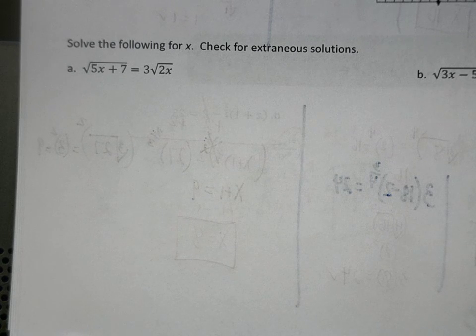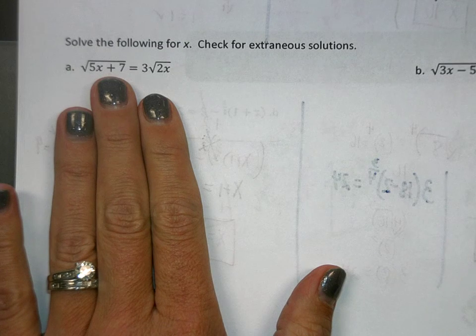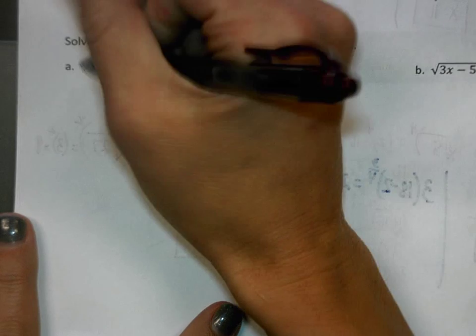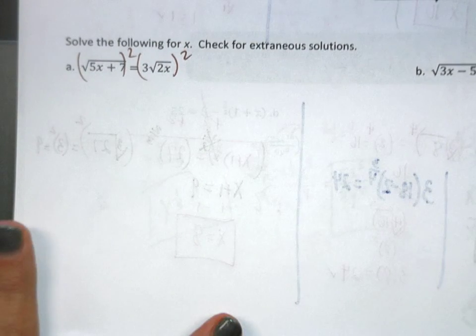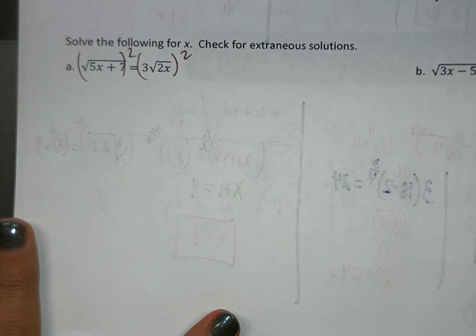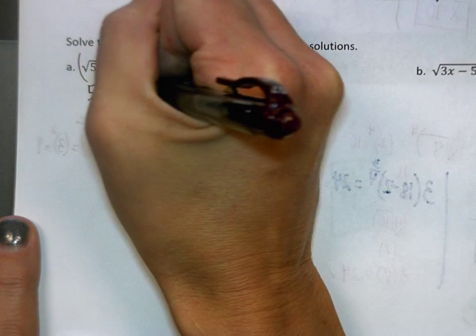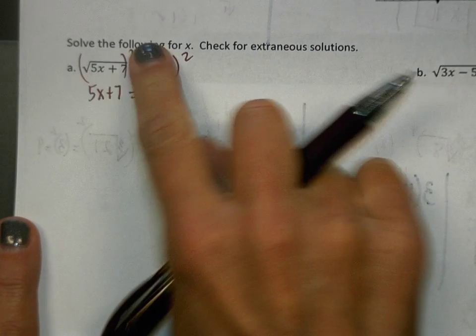Okay, so there is no way for me to get the square root by itself because there's 2 roots. So all we're going to do is square both sides, because I have both these square roots that I can get rid of. Now on the left, when I square that square root, what does it become? 5x plus 7, correct?